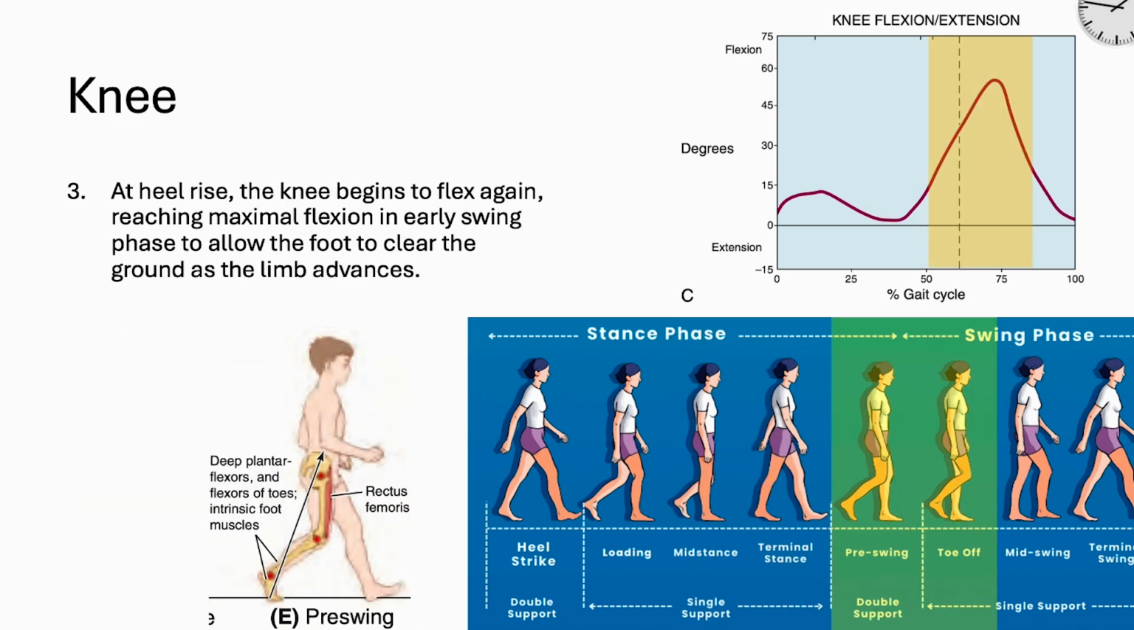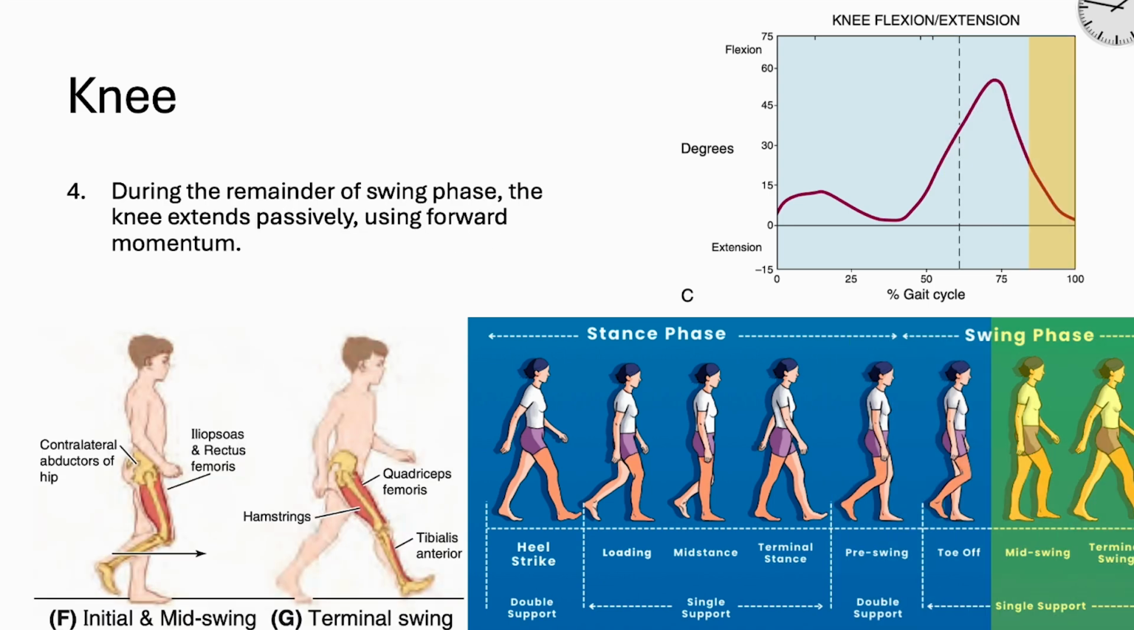At heel rise, the knee begins to flex again, reaching maximal flexion in the early swing phase to allow the foot to clear the ground as the limb advances. This is primarily passive knee flexion caused by progressive hip flexion, driven by iliopsoas and rectus femoris muscle contractions. During the remainder of the swing phase, the knee extends passively, aided by the forward momentum of hip flexion and active quadriceps contraction during the terminal swing phase.